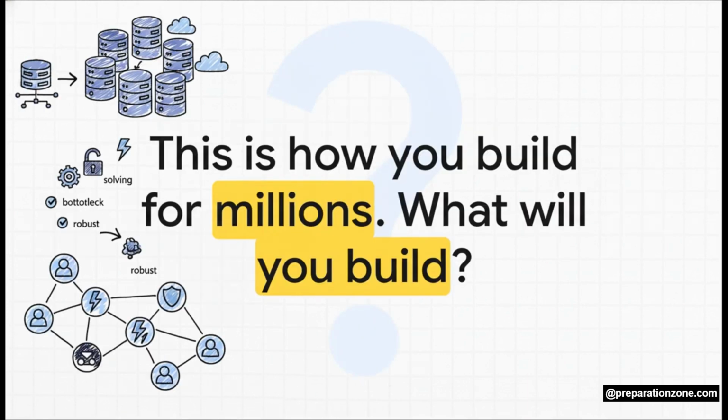So you see, building for millions? It isn't magic. It's really an evolutionary journey. It's about finding one bottleneck, solving it, and then finding the next one. Each step we've just walked through builds on the last one, creating a system that's strong, fast, and pretty much ready for anything. This is how you build for millions. The real question is, what are you going to build?